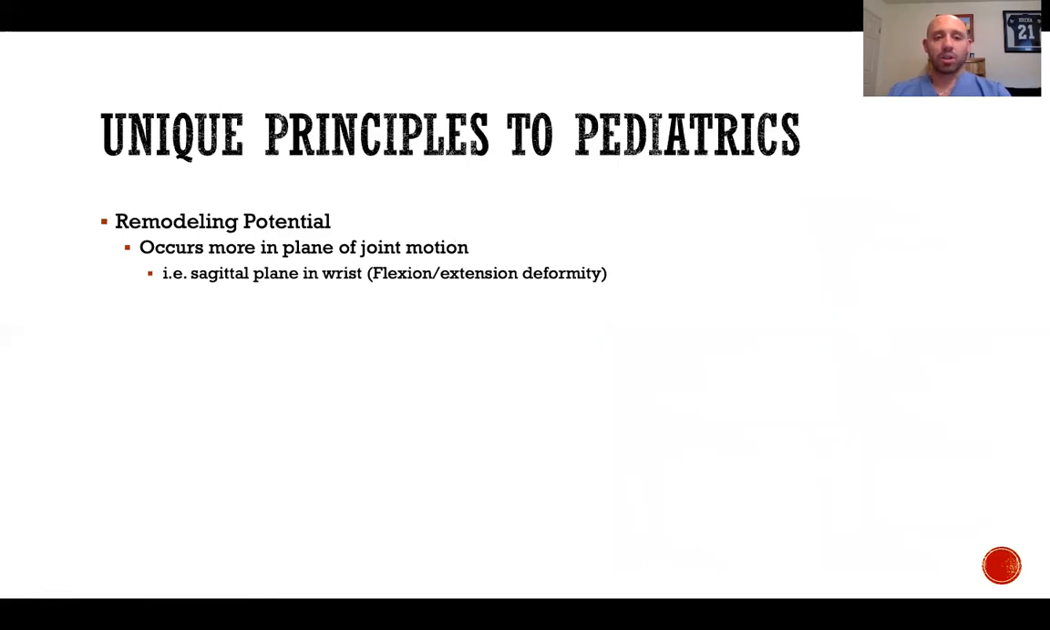Also with the remodeling potential, the joints that are in the plane of motion are going to remodel better, and so you can accept more of a deformity in that plane. An example of this is a distal radius fracture. You can accept more deformity in the sagittal plane, so a flexion or extension deformity, because the wrist flexes and extends. That's similar to a distal humerus fracture. You can also accept more in the sagittal plane because you have elbow flexion and extension.